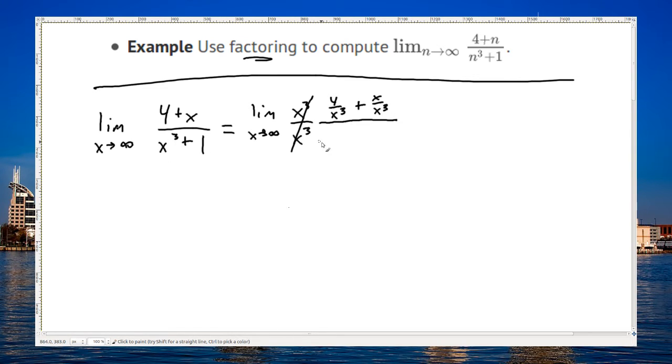On the bottom, we have x cubed over x cubed. And then we have 1 over x cubed. So simplifying just a little bit, 4 over x cubed plus 1 over x squared, all over 1 plus 1 over x cubed.